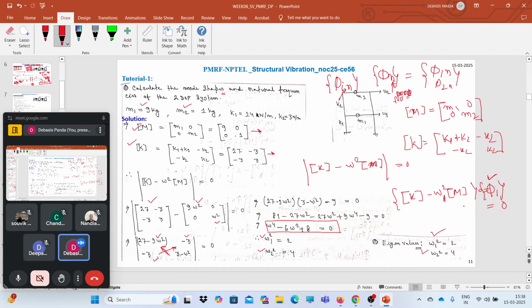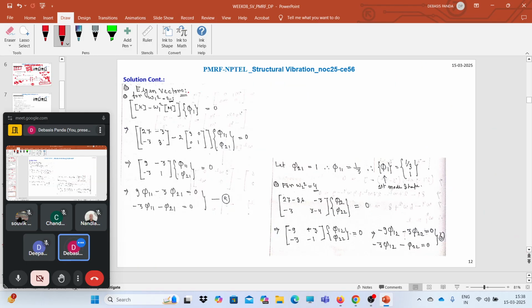So first we need to solve for phi 1. Precisely for omega 1 square equal to 2, write the equation k minus omega 1 square into m multiplied by phi 1 is equal to 0. What I said is that here we have considered a 2 degree of freedom system, so we have two components. Corresponding to phi 1, we will have two components, phi 1 1 and phi 2 1.